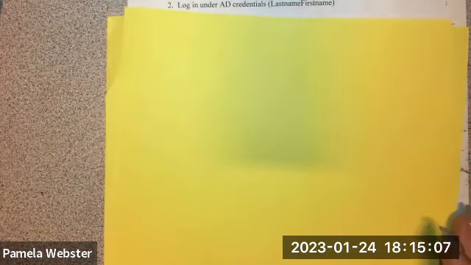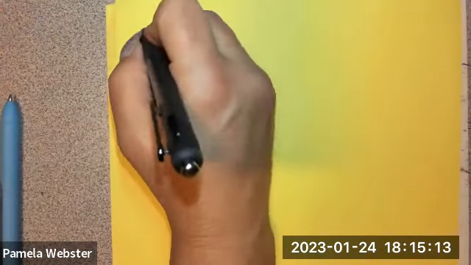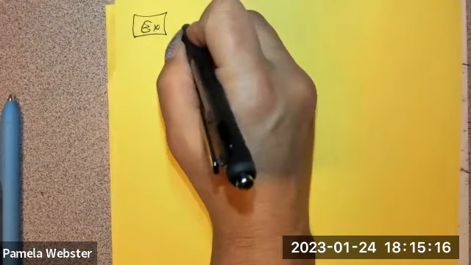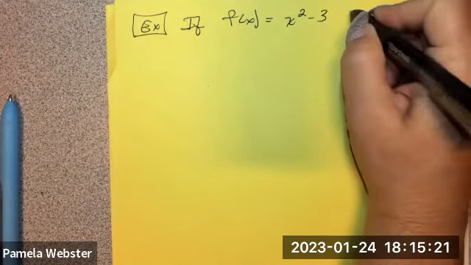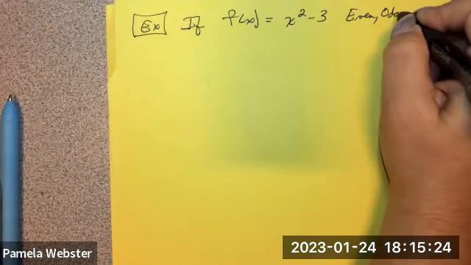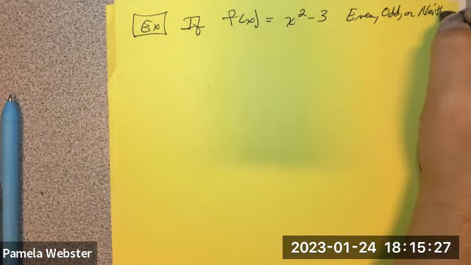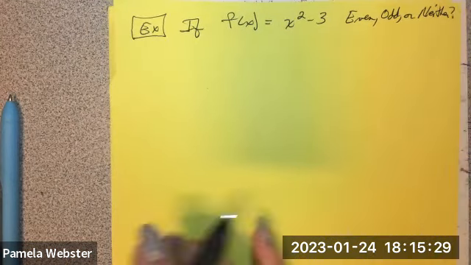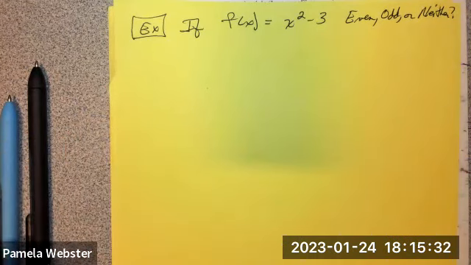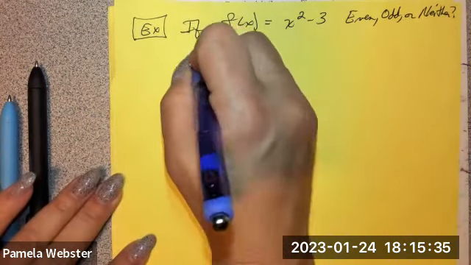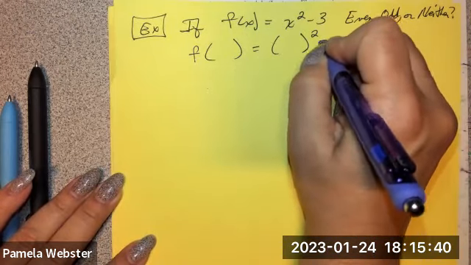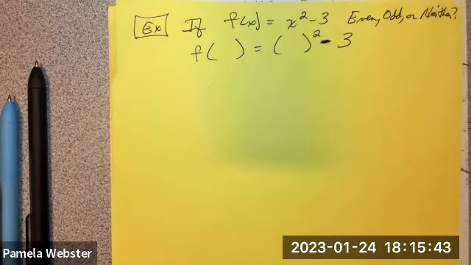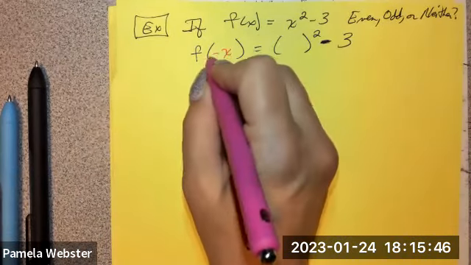We're going to do another example. So here we go. What if I had f of x equals x squared minus 3? Is it even, odd, or neither? That's the question. Hopefully you will say, to check for even, odd, or neither, I'm going to plug in negative x everywhere that there was an x in the original. So I'm going to find f of negative x.